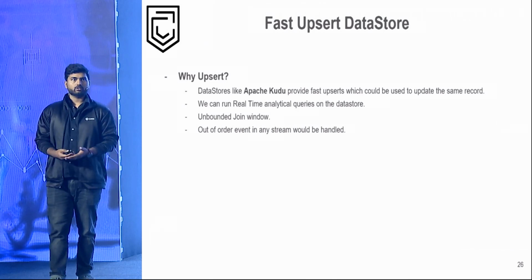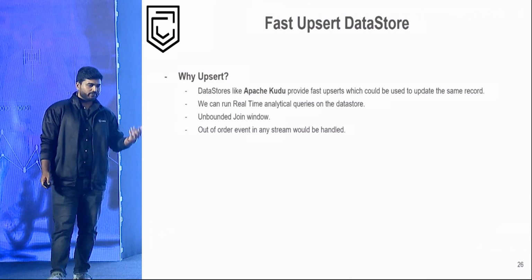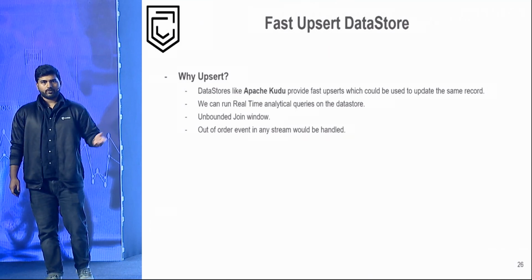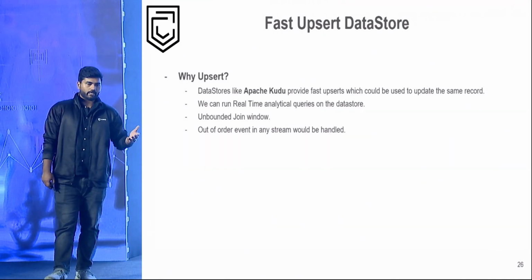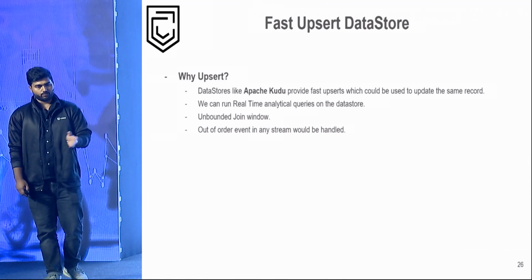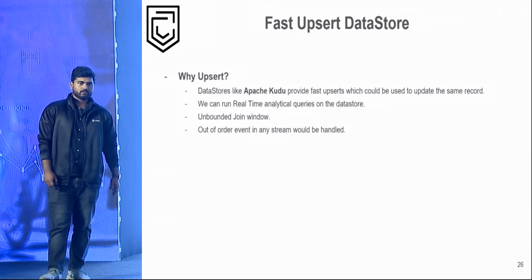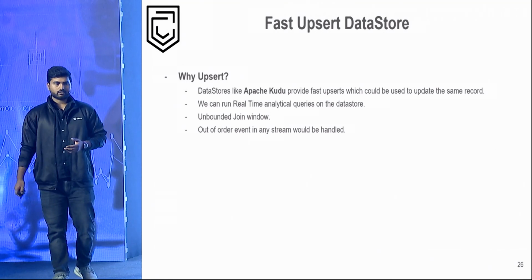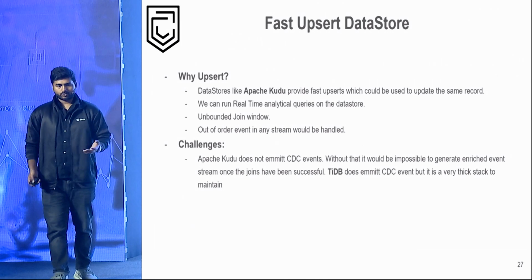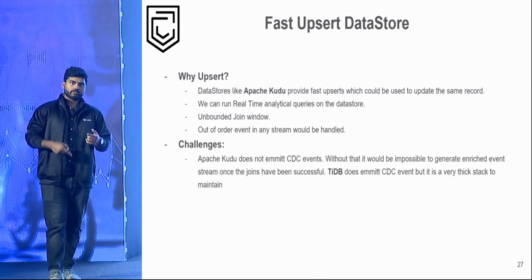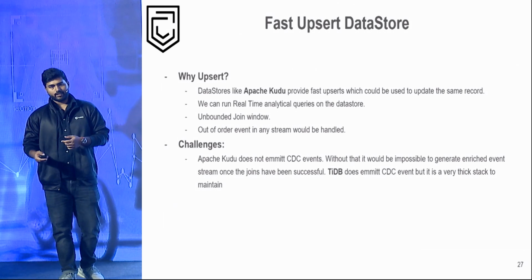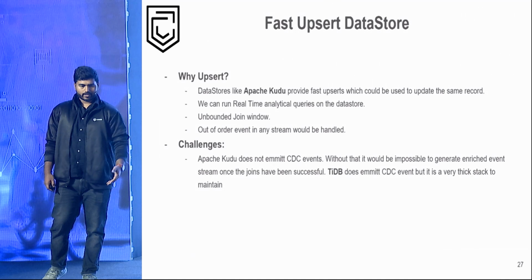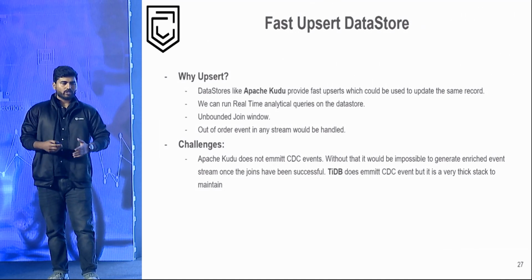The other approach is that we can use a wide column database that provides upserts. It could be HBase, could be Kudu. Taking Kudu as an example, you can have individual streams writing to different columns, updating the same primary key, and you will have the state in a single record for each impression that has happened. You can have an unbounded join. You can have out of order event streams also coming, and that will also work with this approach. But the problem is that you have to then tap on the CDC stream to learn what is getting upserted, and it would add another component to actually process the CDC events. Apache Kudu does not provide it, Azure provides it, TiDB provides it, but they're thick stacks to maintain.